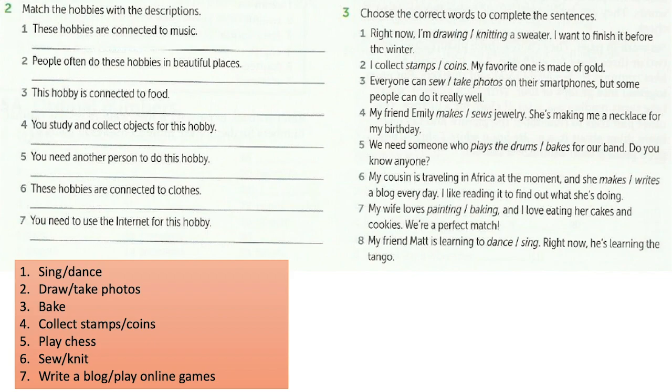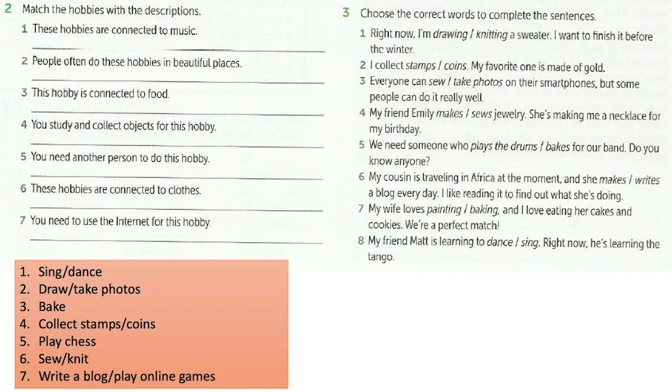The first one: right now I'm drawing a sweater, or right now I'm knitting a sweater. I want to finish it before the winter. So drawing a sweater, I don't think that's drawing a sweater. The correct option here is knitting a sweater. Knitting, that is tejer, that's knitting. Knit, all in the ing form in this case, knitting.